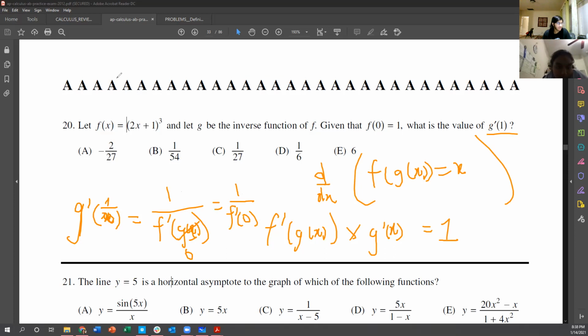Now we have to find f prime of x. From that function, f prime of x equals 3 times (2x plus 1) squared times the derivative of the inner function, which is 2. So that's a 6. Now if you plug in 0, you get 0 plus 1 is 1, 1 squared is 1, times 6 is 6. So you're going to get 1 over 6. The answer is D.